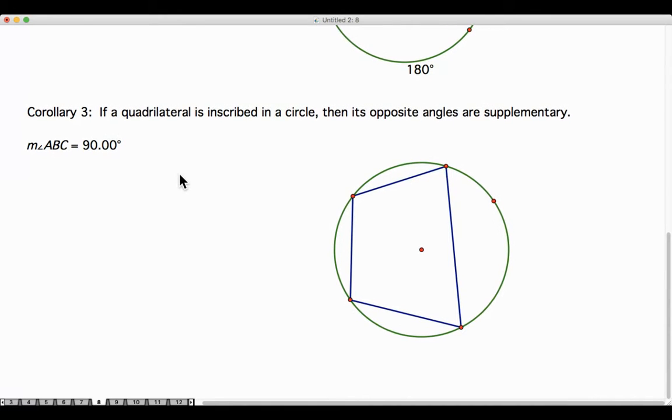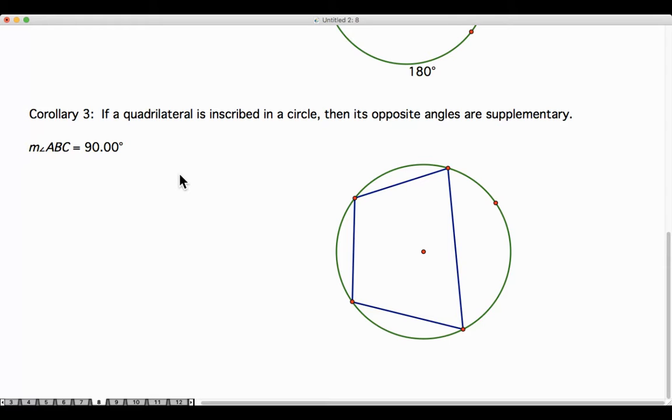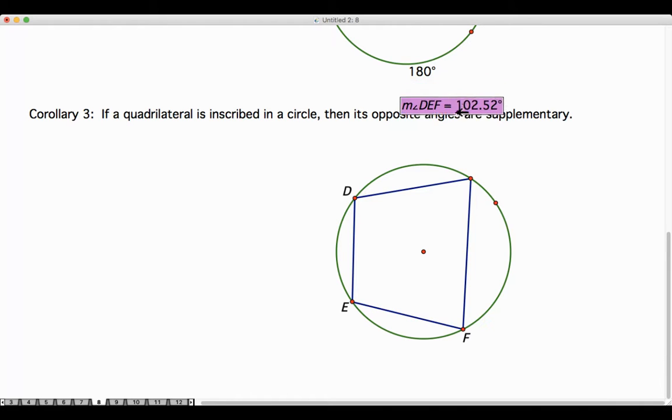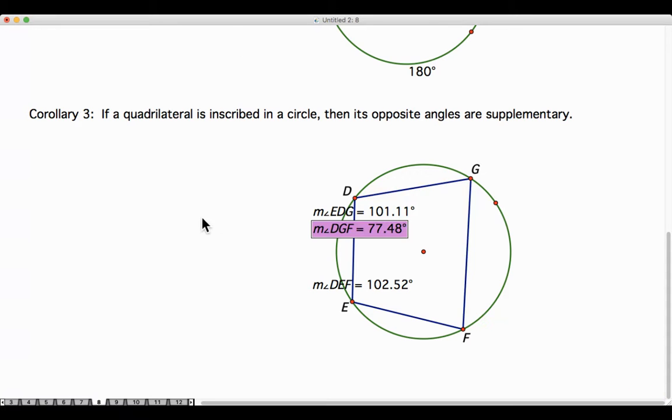This is an interesting one as well. If a quadrilateral is inscribed in a circle, then its opposite angles are supplementary. Okay, so let's talk about what that theorem says first, and then we'll see if we can prove it. If you look at the angles of this thing, I'll measure that one. It's about 102. Let's get this one at D. It's about 77. And lastly, let's get this one over here.